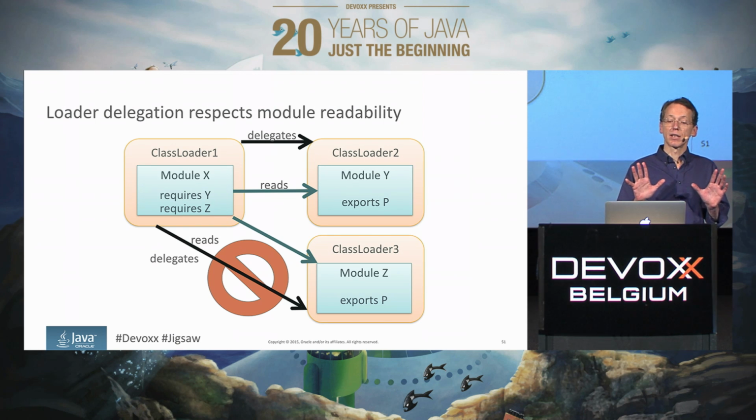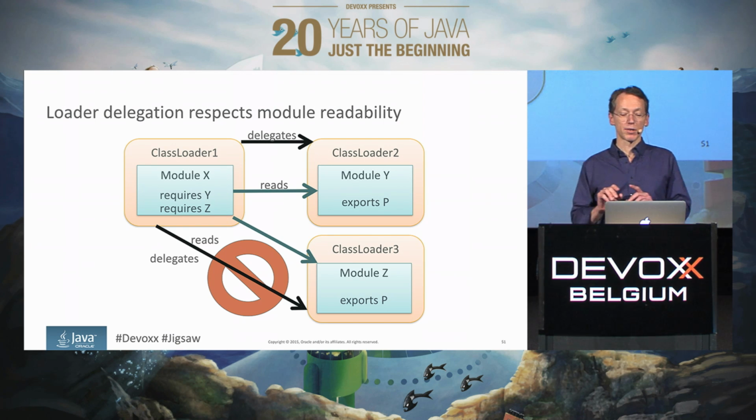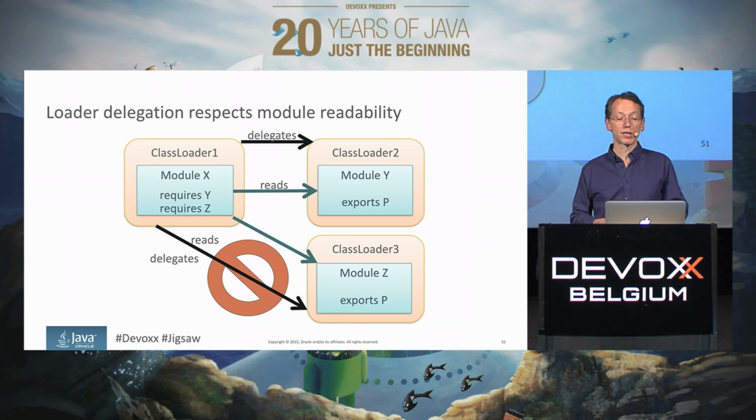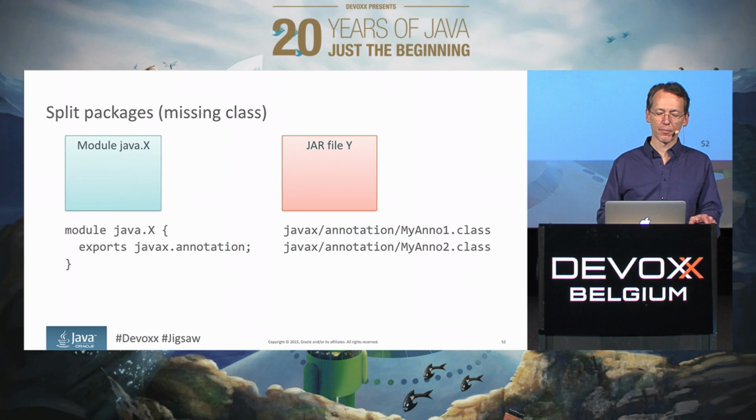But if the library is in the unnamed module, then the module system doesn't detect the split package. This is because we don't scan every jar on the class path at startup. The results in this case can be rather surprising, so I'd like to present two scenarios to you.